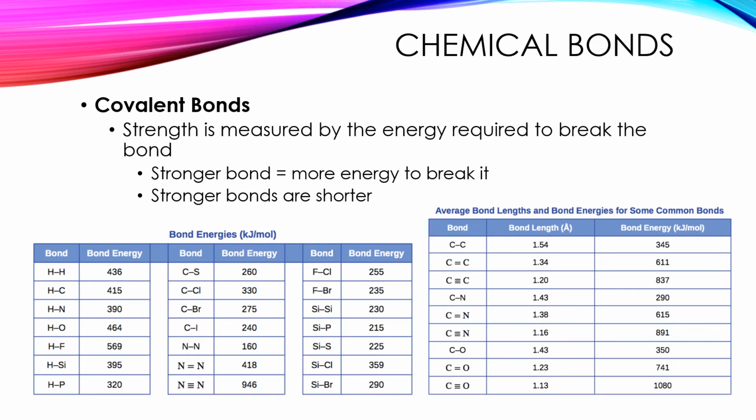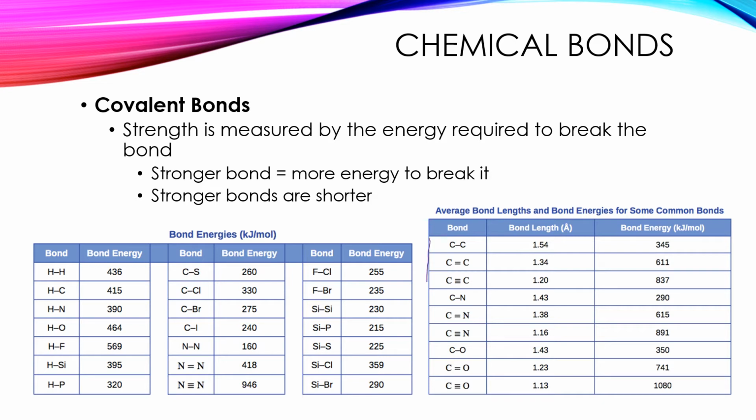So we talked about ionic bonds being characterized by their lattice energies, the strength of them. Covalent bonds, the actual bonds themselves, have a bond energy. The strength is measured by the energy required to break the bond. So of course, the stronger the bond, the more energy is needed to break it. And we'll also see that stronger bonds are going to be shorter bonds.